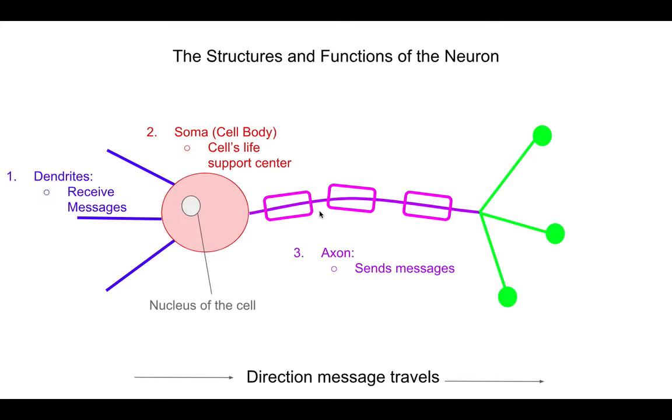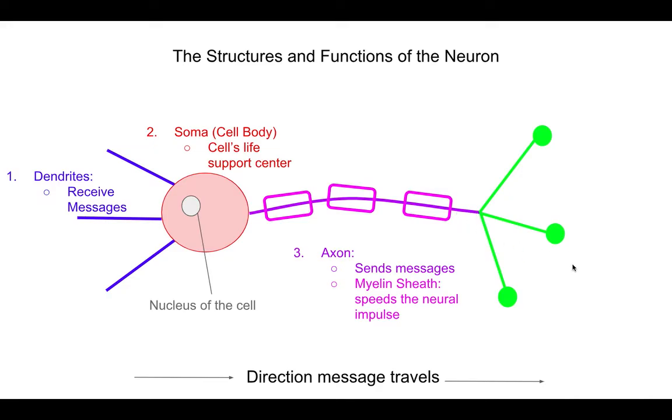You're going to notice these sheaths here. Those are the myelin sheath, and they actually speed the neural message. So what's going to happen is the message is going to jump over the myelin sheath. And there are little nodes of Ranvier that are located here, but we don't need to know that for the AP test.